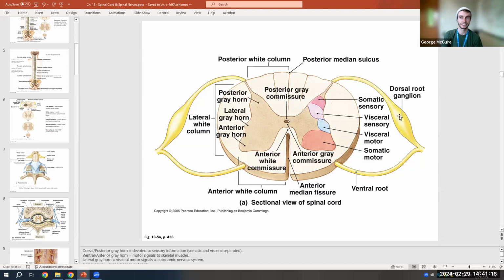These ganglions, these bulbous looking things on our roots, are just where you would find the cell bodies of the neurons that are a part of that root. The cell bodies tend to group up together in the same way that we have most of our cell bodies in our gray matter here. Those cell bodies group together, making this bulbous looking structure that we call a ganglion. So that's why we seem to have more mass in that space.